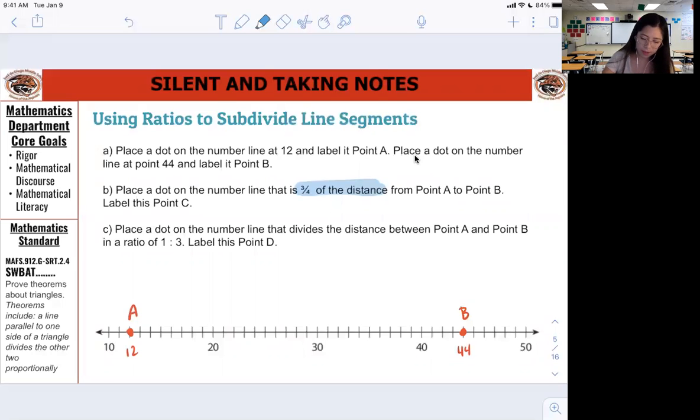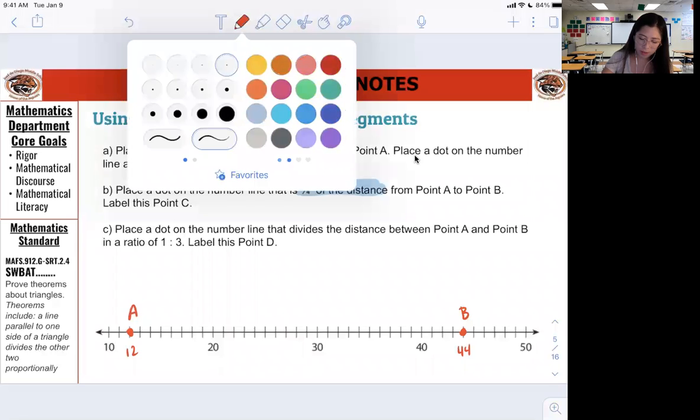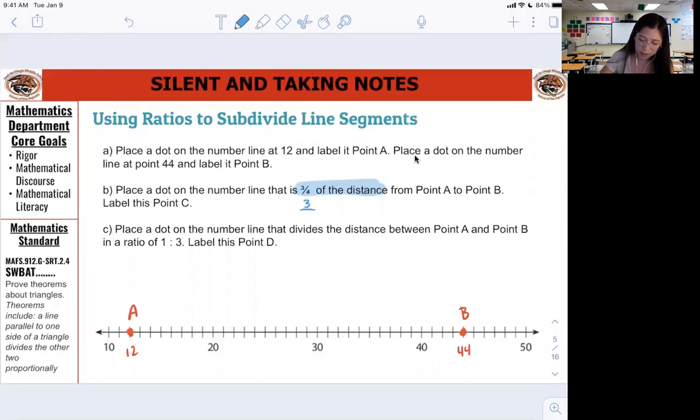32. So we've got to figure out what is 3/4 of 32. 3/4 times 32. What do we get?